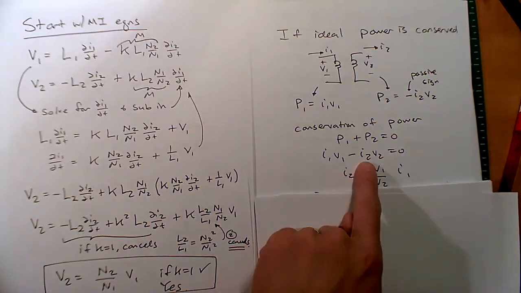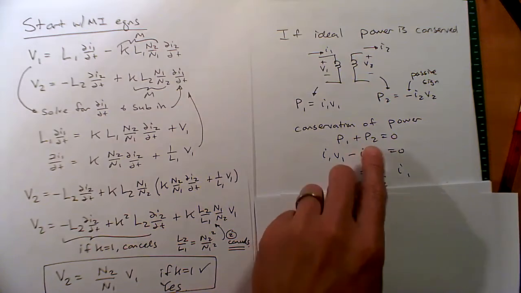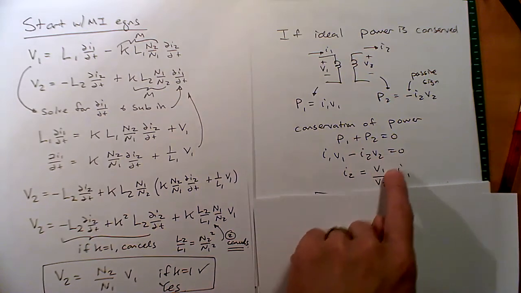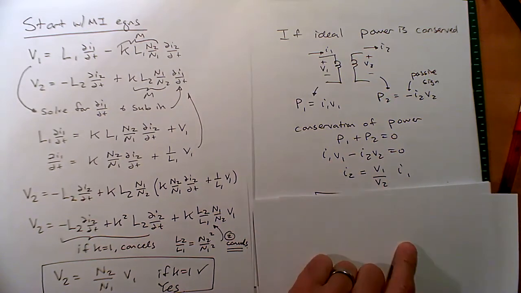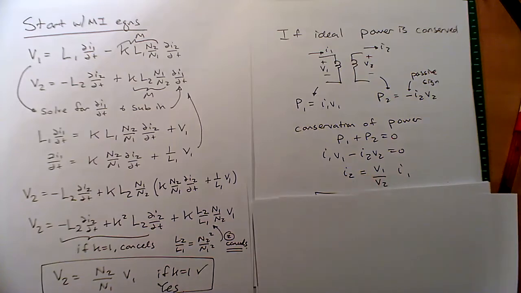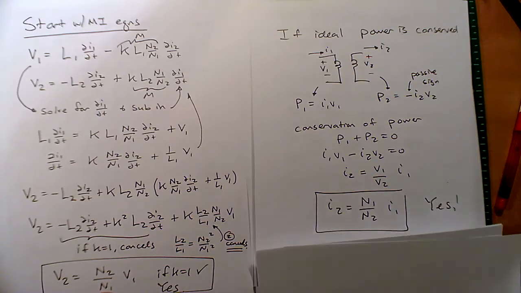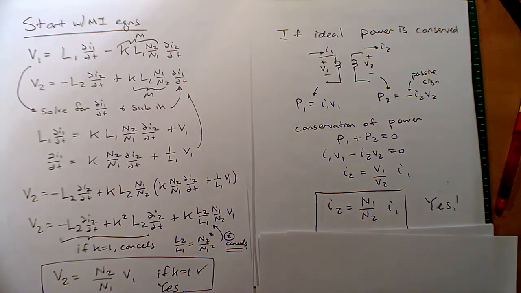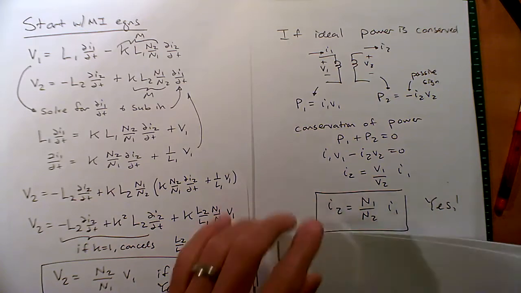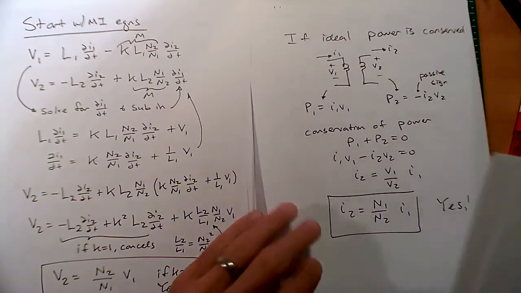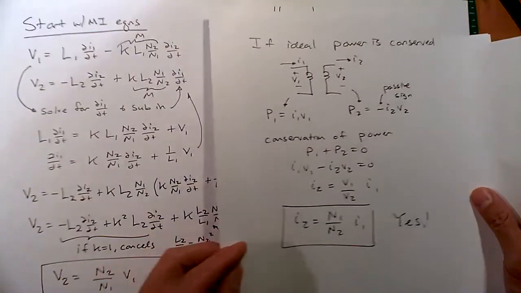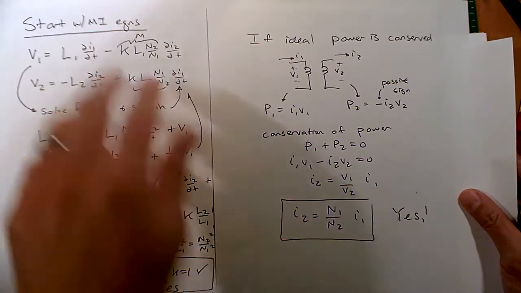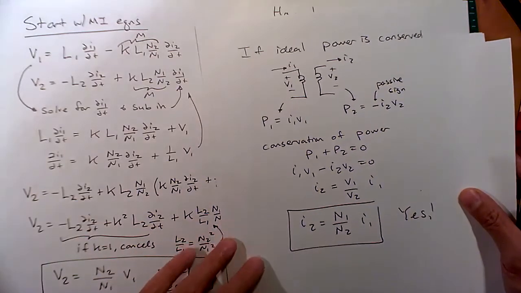Well, I can solve for I2, right? So I can bring it over, and I know that I2 is equal to V1 divided by V2, I1. Well, we already have that ratio right here. And so I get I2 equals N1 over N2 I1. Yes, that is fantastic. We are seeing a consistency in our result, okay? So they're the same thing, except that this is a special case of the general version, all right?